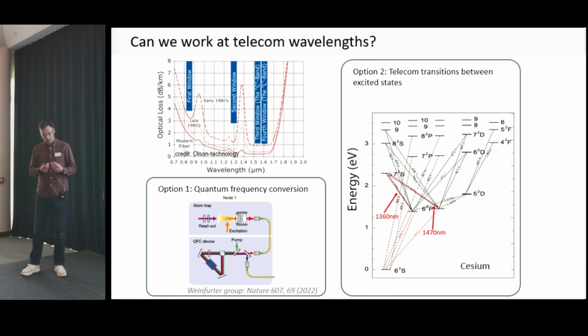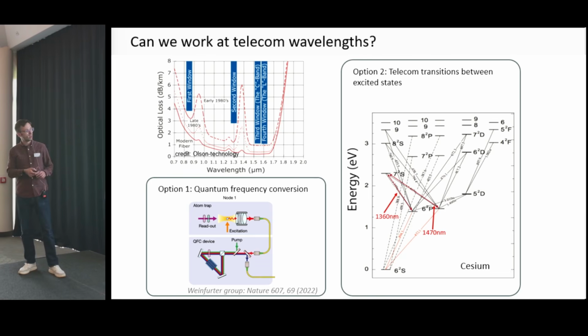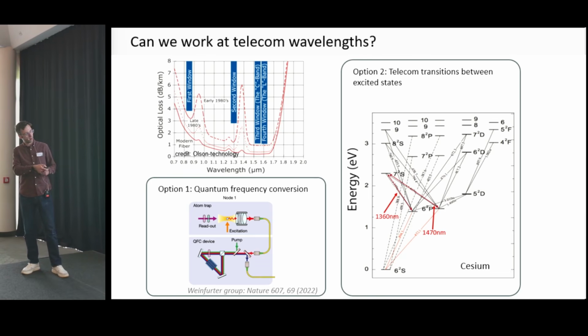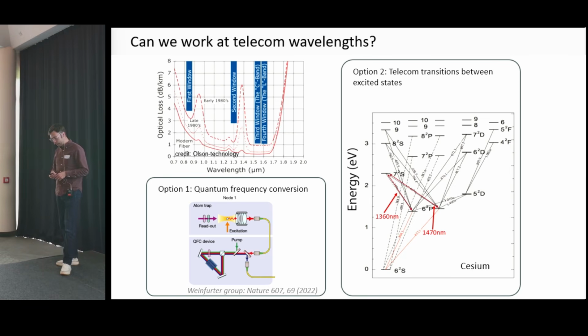But actually atoms, at least atoms that you can conveniently trap and manipulate, don't emit telecom photons from the ground state. But if you increase your search radius and also allow yourself to work with excited states, you can find very nice telecom transitions for basically any atom. So this is for cesium, the same works for rubidium, works basically for any atom.